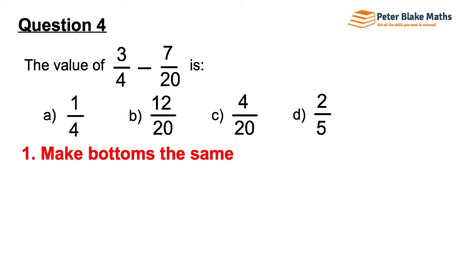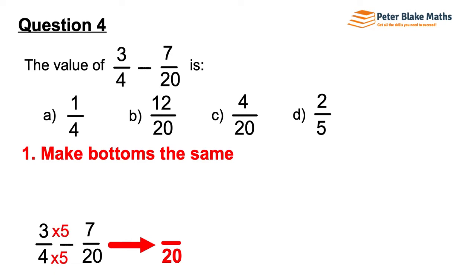We need to make the bottoms the same before we subtract fractions. So what we'll do is find a number that we can turn 4 into and 20 into, and 4 goes into 20. So we're allowed to multiply the bottom by 5 and get 20. We're converting 3/4 into something over 20. Now we've multiplied the bottom by 5 and we need to do the same to the top. Whatever you do to the bottom of a fraction, you need to do that to the top as well.